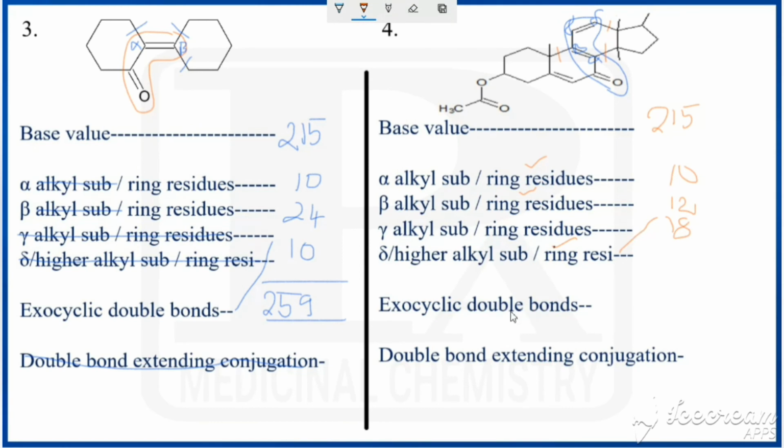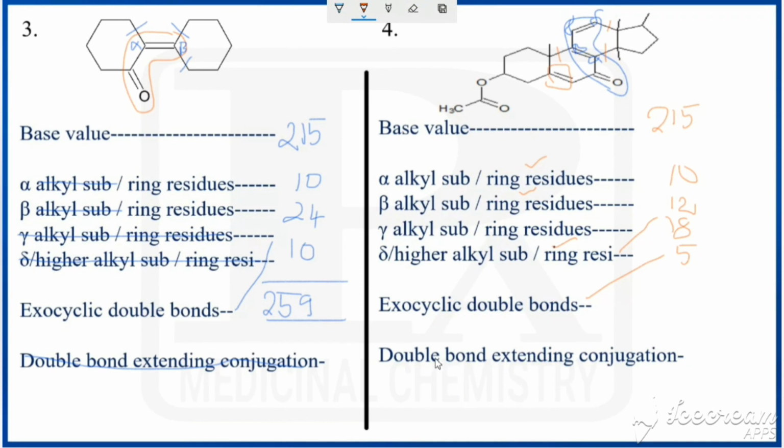Now we have to check the exocyclic double bond. For this ring, this would be exocyclic. So this is exocyclic to the first ring. Now come to the second ring. It is not having any exocyclic double bond. For this one, it is not having any exocyclic double bond, and for this one, it is not having any exocyclic double bonds. That's why the first ring is having only one exocyclic double bond. So for one exocyclic double bond, we have to add value 5.